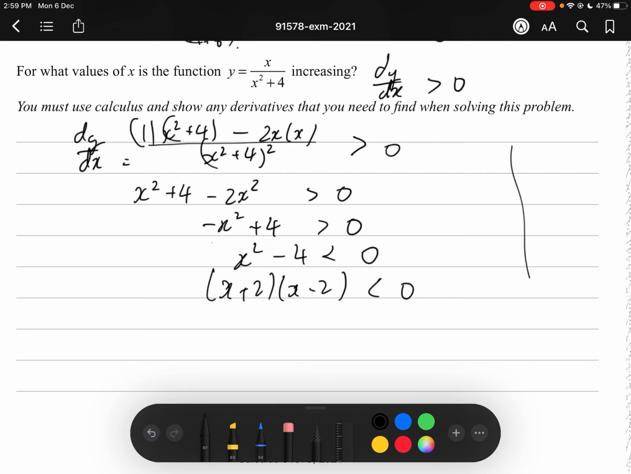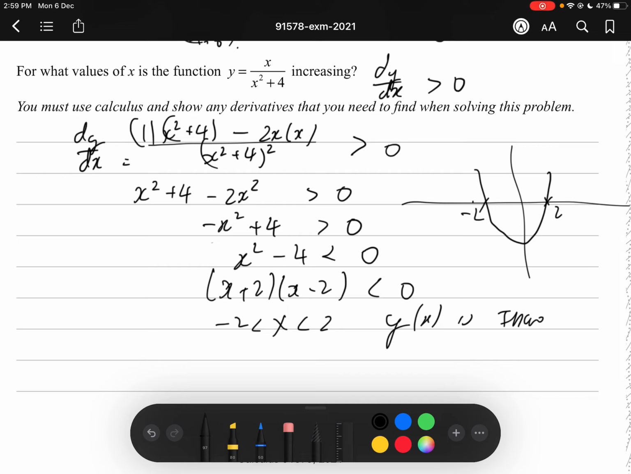In this case, we can draw what this parabola might look like. This parabola will look something like this. We have negative 2 and 2. As you can see, it is below the x-axis in between negative 2 and 2. So therefore, we can say that between negative 2 and 2, y is increasing. Alright, that's our final answer for this question. This should be a merit level question for the correct bound. If you can get up to around this step here, that should be an achieved.